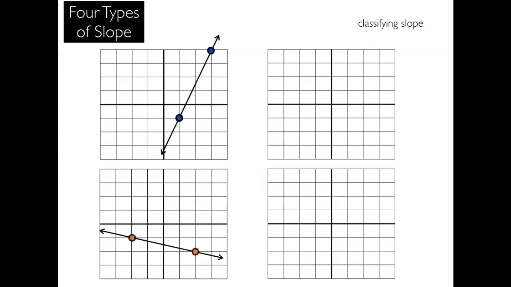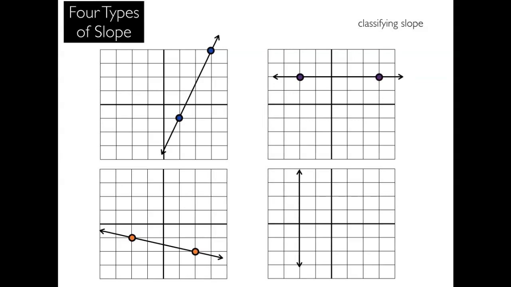Negative slope is the second type. This is when you read the line from left to right and you're actually moving in a downhill motion, which means that your rise is actually negative, so you're going down. Your run is still positive, but the result is a negative number over a positive, which is still a negative slope. Then we have a horizontal and a vertical line.